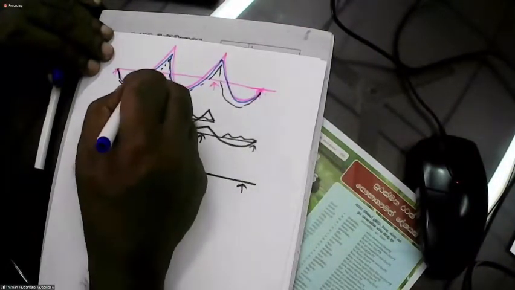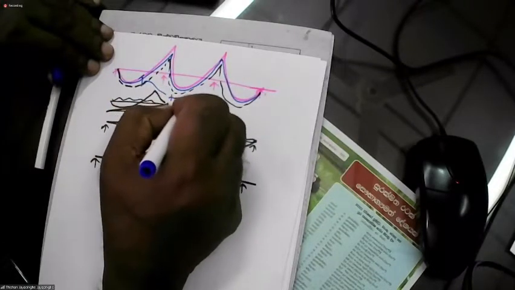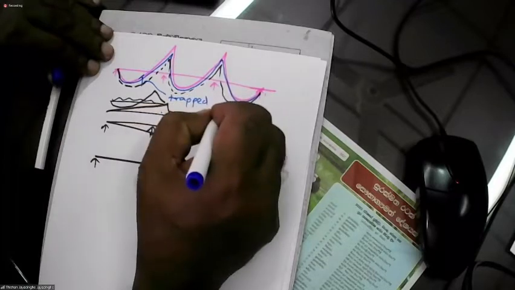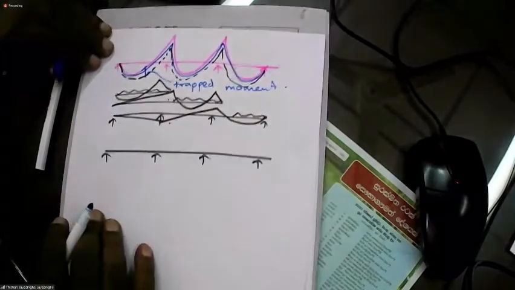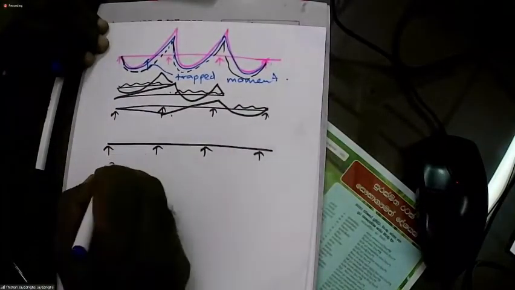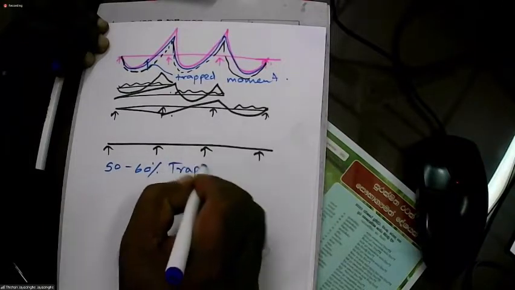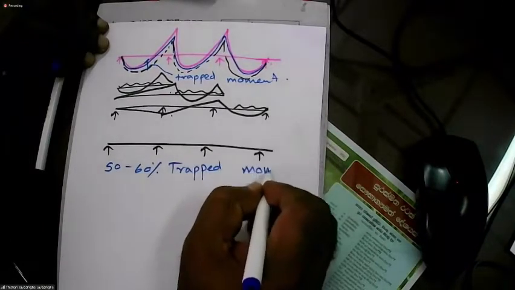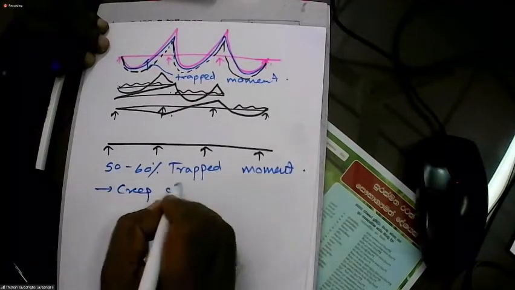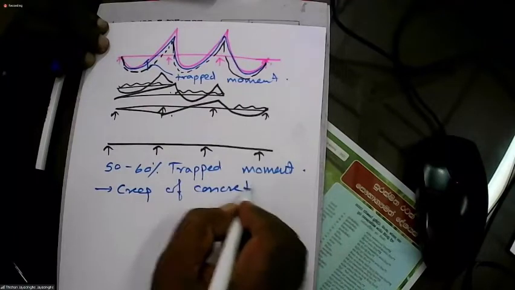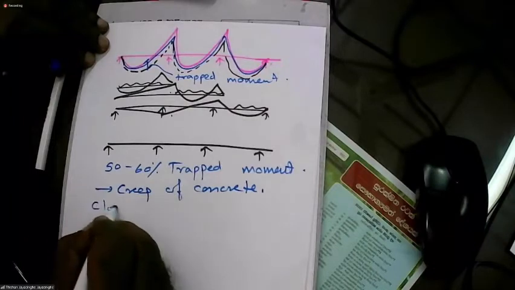And this moment is called trapped moment. Trapped moment. Right? It's called trapped moment. And about 50 to 60% of the trapped moment is lost. Why? Due to creep of concrete. So the actual bending moment diagram will be close to monolithic.